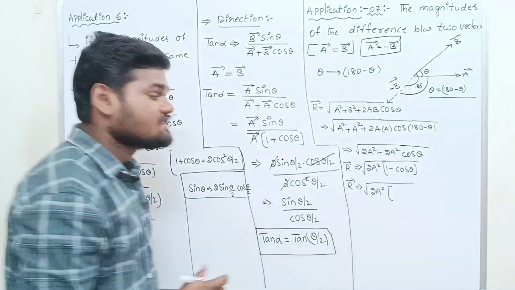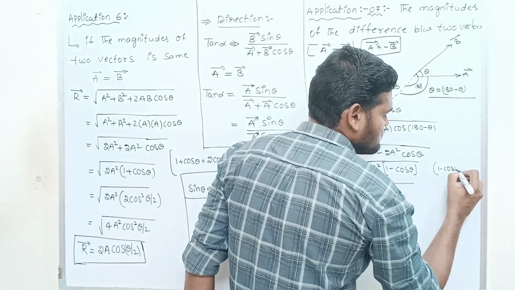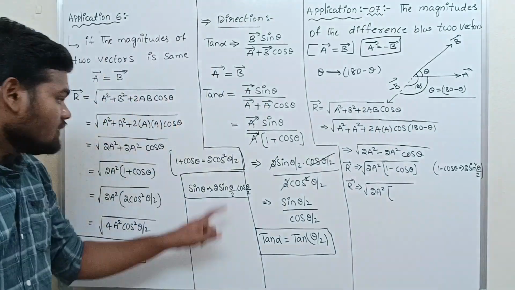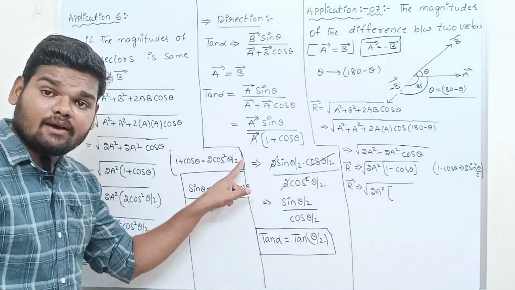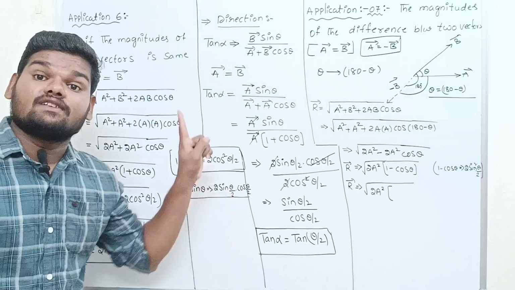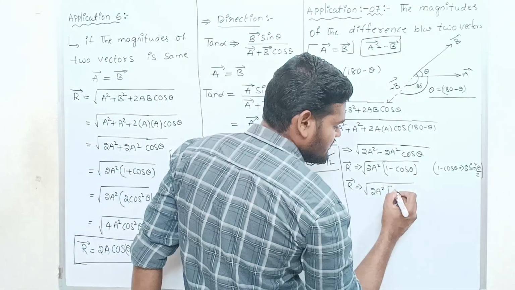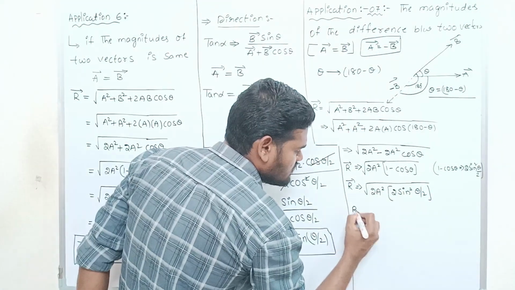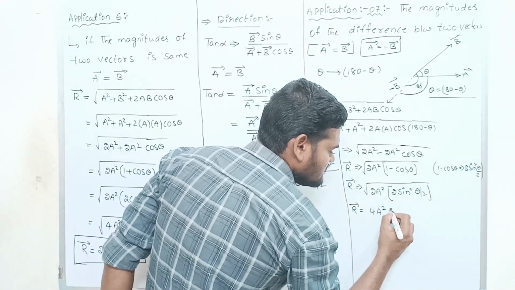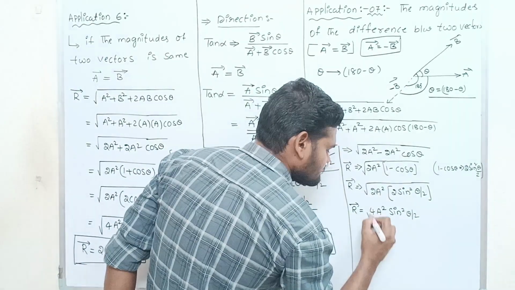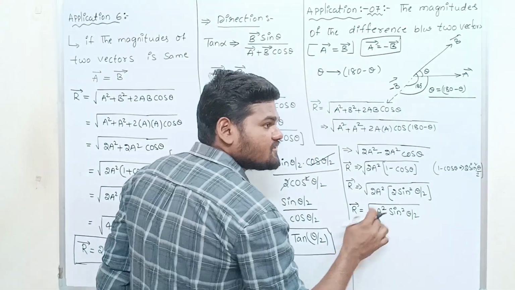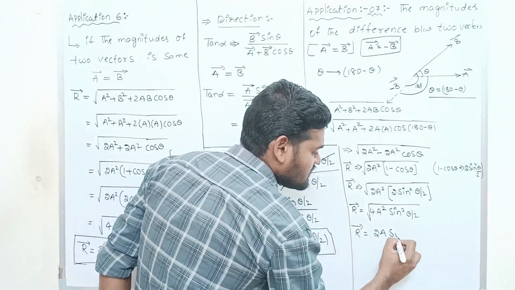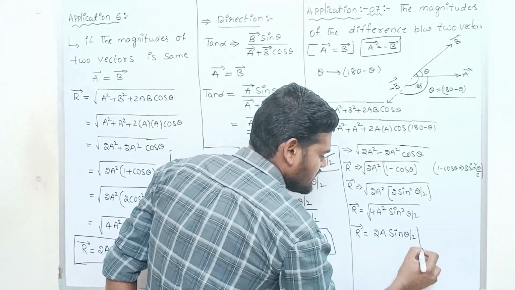What is the formula for 1 minus cos theta? 1 minus cos theta is equal to how much now? 2 sin square theta by 2. And 1 plus cos theta is 2 cos square theta by 2. 1 minus cos theta is 2 sin square theta by 2. Just substitute 2 sin square theta by 2 here. So 2 into 2 is 4, R bar is equal to under root of 4a square sin square theta by 2. Then R bar is equal to, 4 comes out of the root, it becomes 2. a square comes out of the root, it becomes a. Sin square theta by 2 comes out of the root, the square root gets cancelled out, it becomes sin theta by 2.